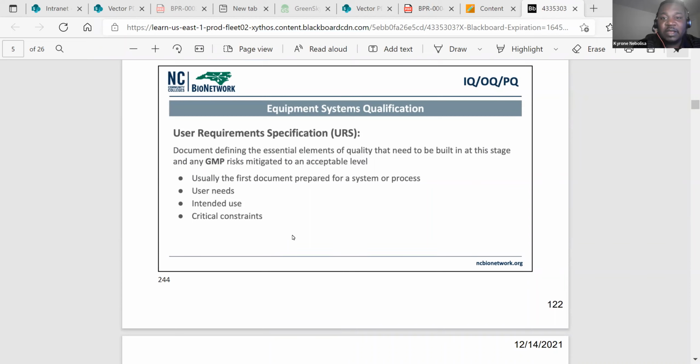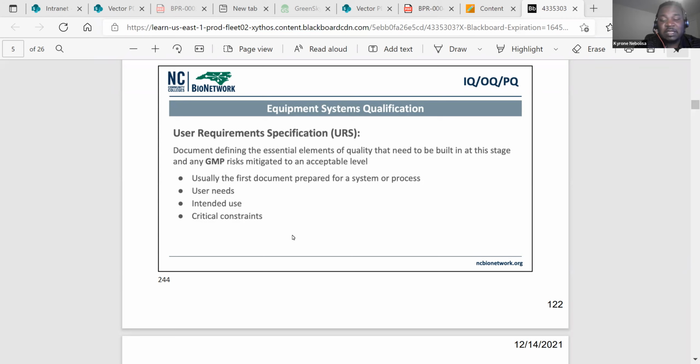So URS, or user requirement specification. When you hear the word URS, this means a document defining the essential elements of quality that need to be built in at this stage, and any GMP risks mitigated to an acceptable level. URS is usually the first document prepared for a system or process, and has user needs, intended use, and critical constraints.